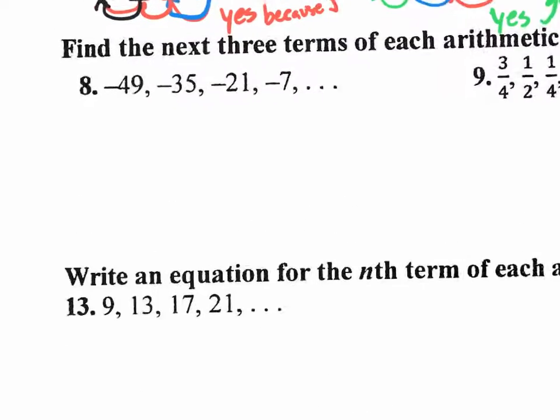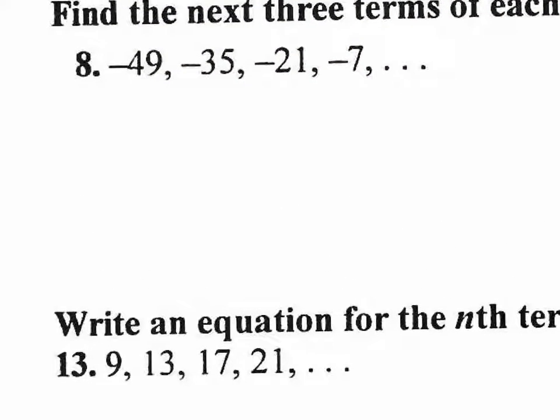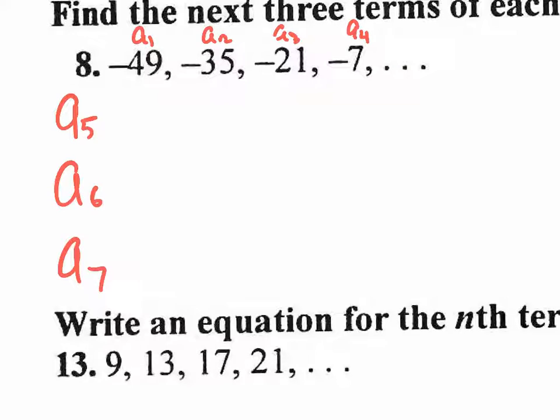Number 8, find the next 3 terms. If we know that a sub 1 is our first term, a sub 2 is our second term, a sub 3 is our third, a sub 4, if they want the next 3 terms, they're technically asking for a sub 5, a sub 6, and a sub 7. So those are going to be the next 3 numbers. In order for us to calculate the next 3 numbers, we need to find that common difference D.